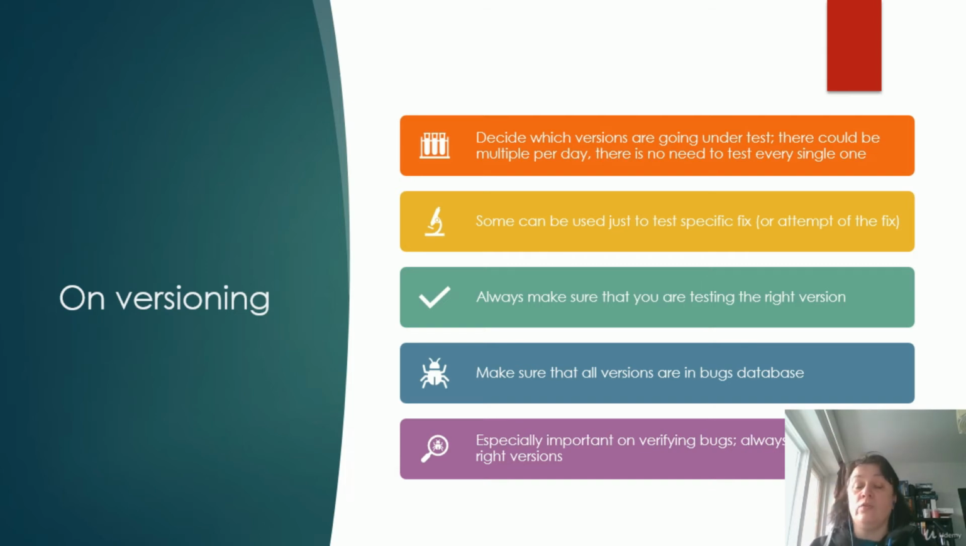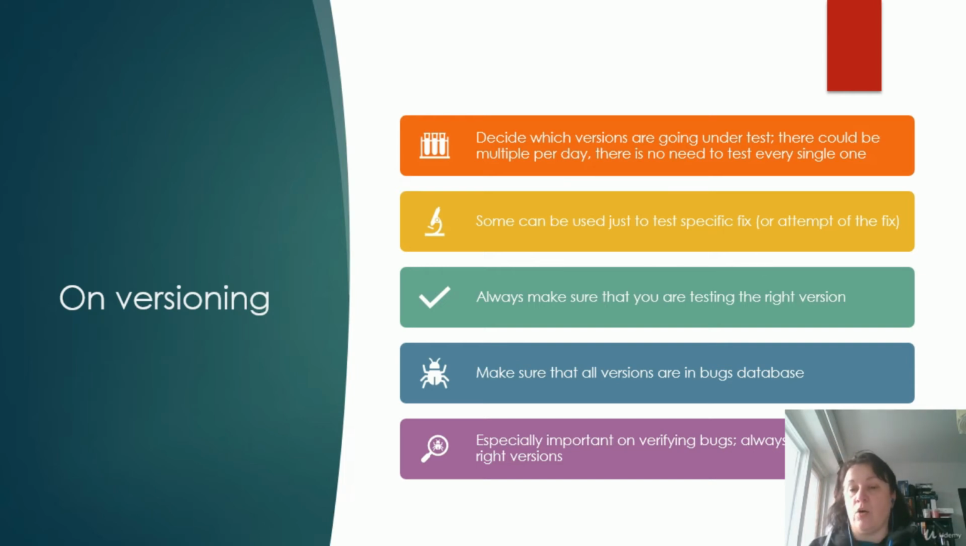Also, make sure that all the versions are in the bugs database. You usually have to add all of these versions to your bugs database. Sometimes it's a QA job, sometimes it's the developer's job, sometimes it's the producer's job, sometimes it's the project manager's job, depending on the composition of your team.